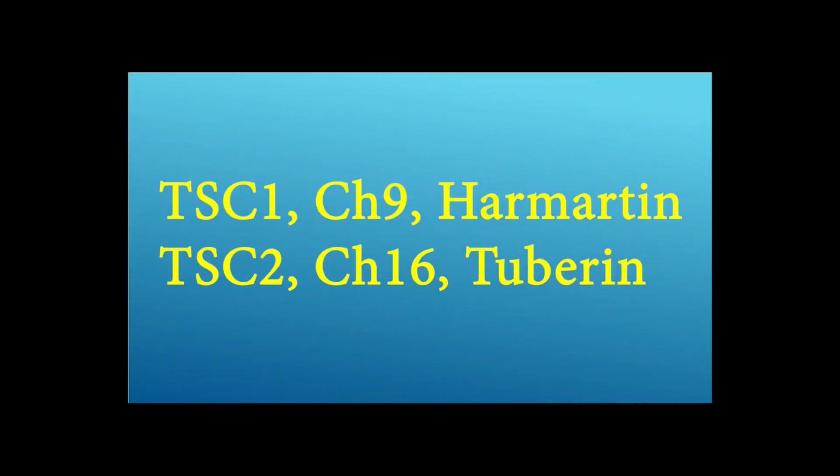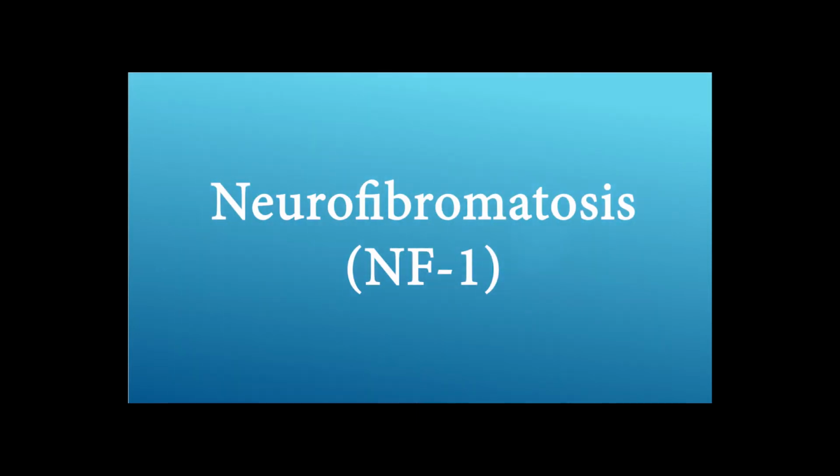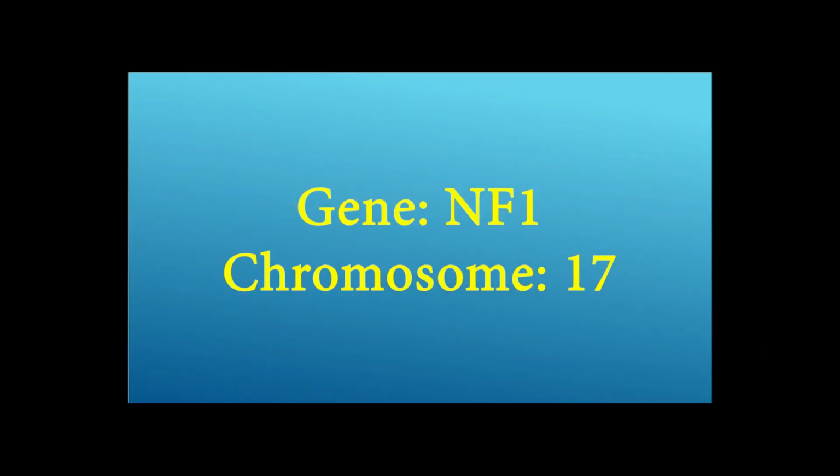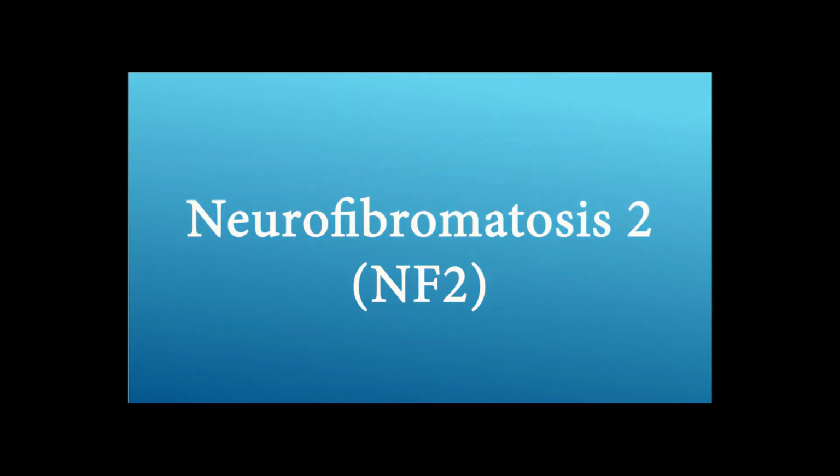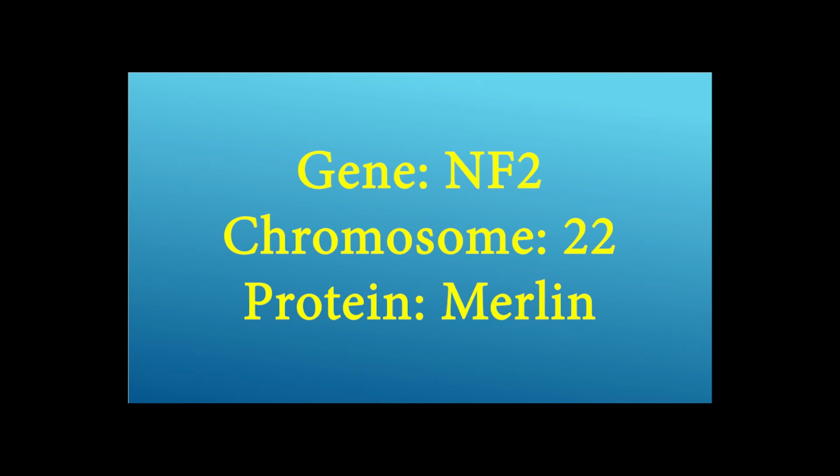Tuberous Sclerosis. Genes affected are TSC1 and TSC2. TSC1, located on chromosome 9, codes for hamartin protein, and TSC2, located on chromosome 16, codes for tuberin protein. Neurofibromatosis, NF1. Neurofibromatosis 1 has NF1 gene mutation, located on chromosome 17. Neurofibromatosis 2 has NF2 gene mutation, located on chromosome 22, produces merlin protein.